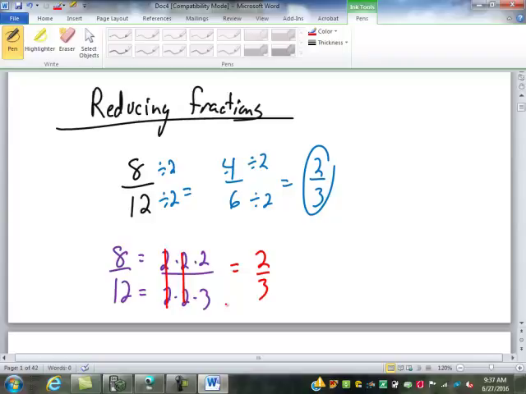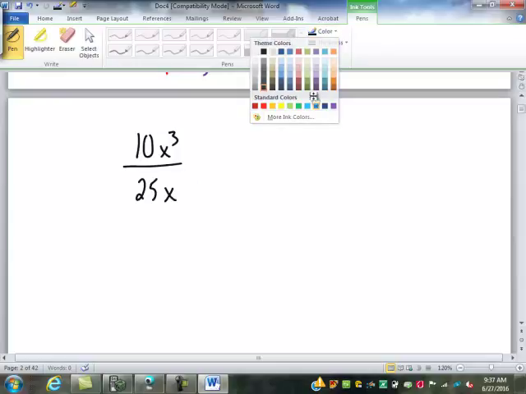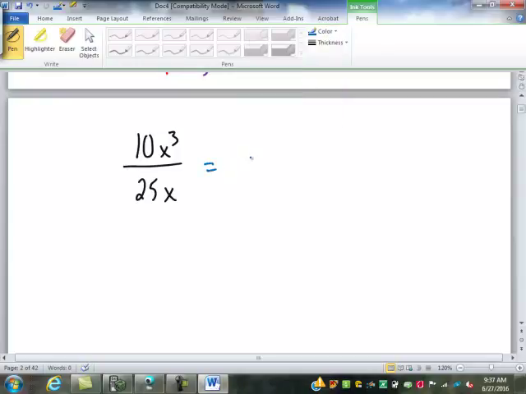Now, let's take that then to our next step. What if we have 10x to the 3rd over 25x? What's that?